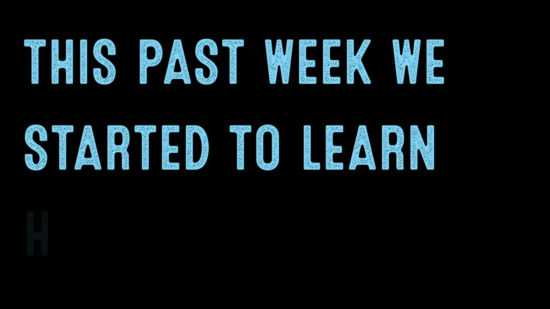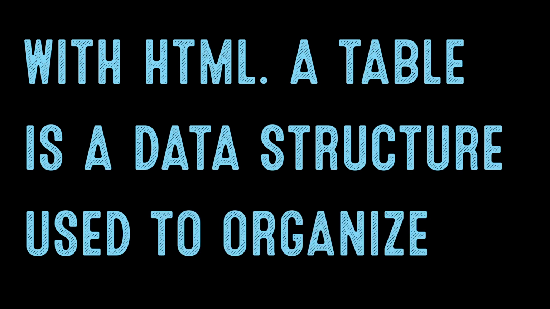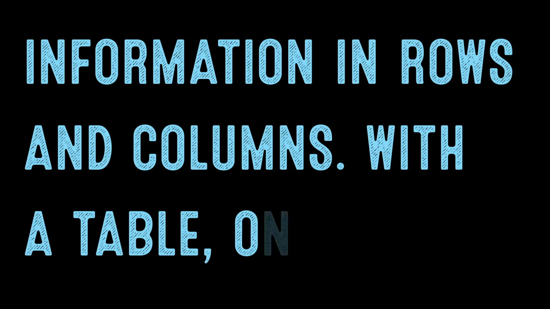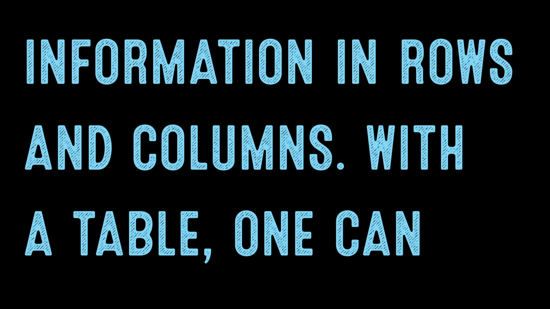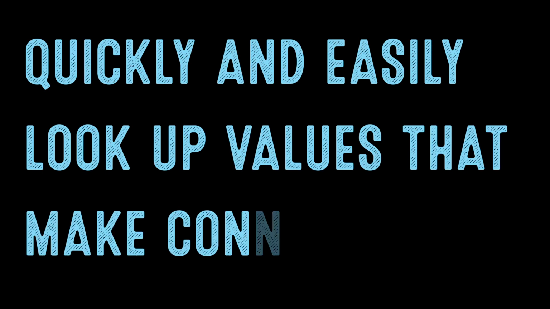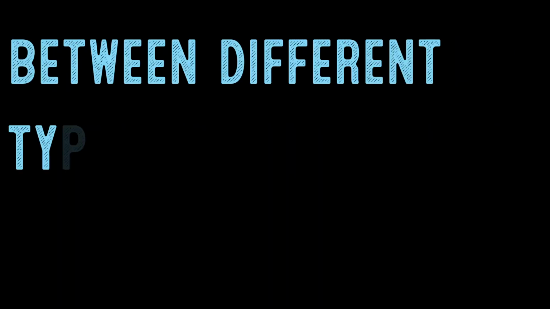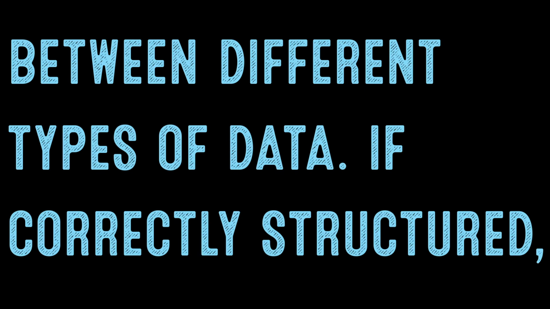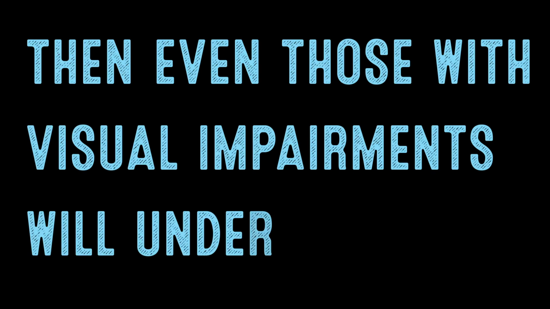The Daily Code Snippet. This past week we started to learn how to create tables with HTML. A table is a data structure used to organize information in rows and columns. With a table, one can quickly and easily look up values that make connections between different types of data. If correctly structured, then even those with visual impairments will be able to understand the tabular data.